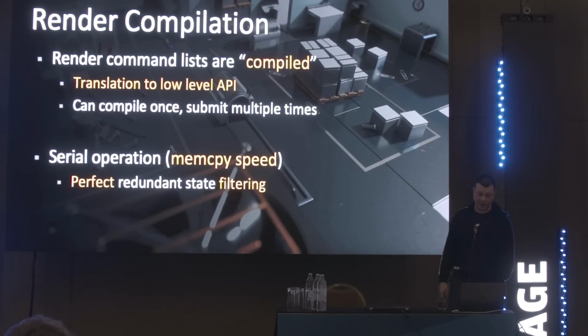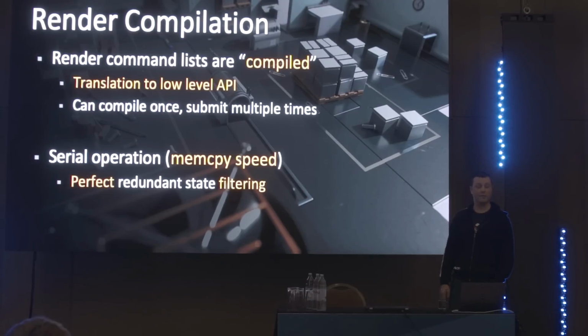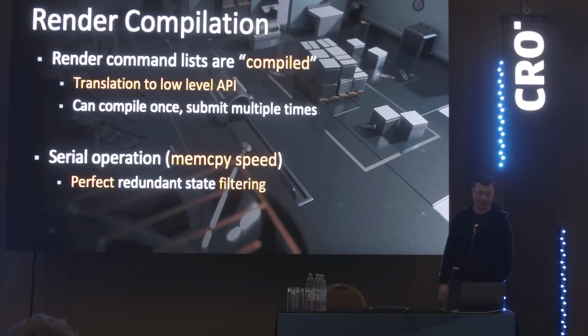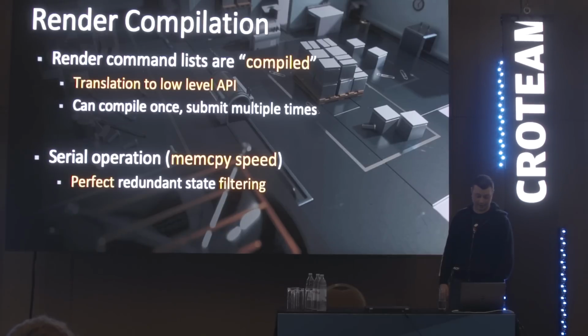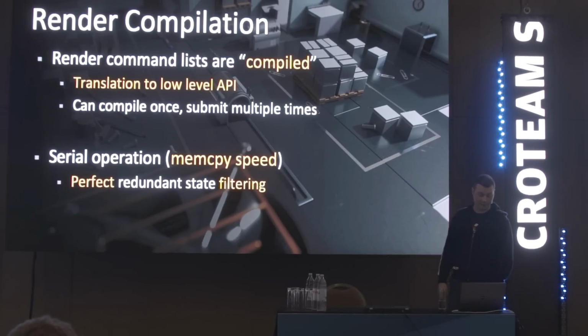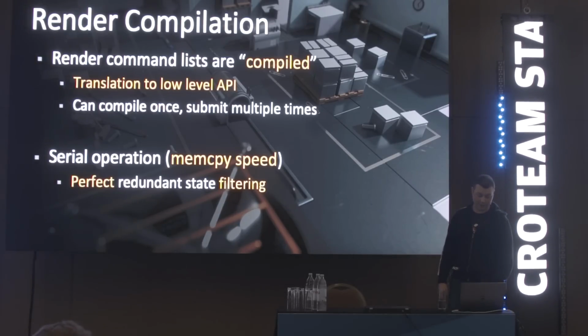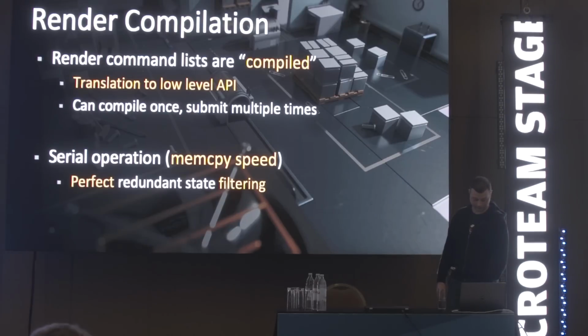The render command lists are compiled by each render backend, which means the high-level commands are translated to the low-level API. Command lists can be compiled once and submitted multiple times in appropriate cases. The low-level translation is a serial operation by design, as this is basically running at memcopy speed. Doing this part serial means we get perfect redundant state filtering.